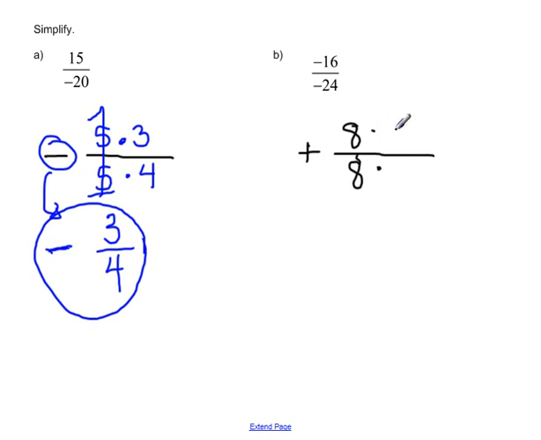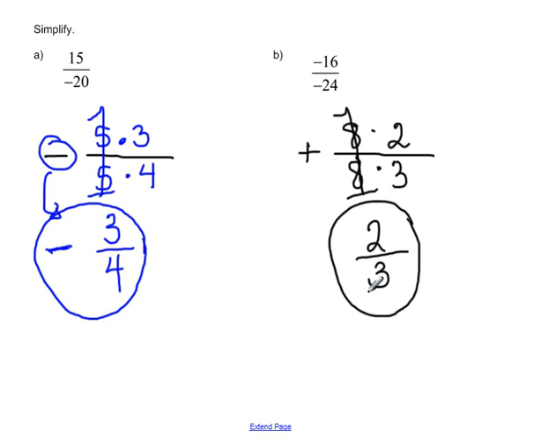Well, 8 times 2 is 16. 8 times 3 is 24. And there's that 8 over 8 to equal 1. And 1 times 2/3 is just 2/3. And remember that we said at the beginning that a negative over a negative is always going to give us a positive. And so we don't have to necessarily write that plus sign. We can just go ahead and leave our answer as 2/3.